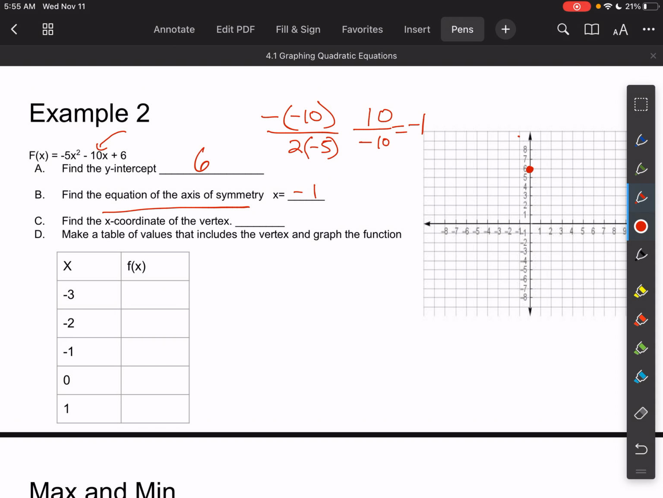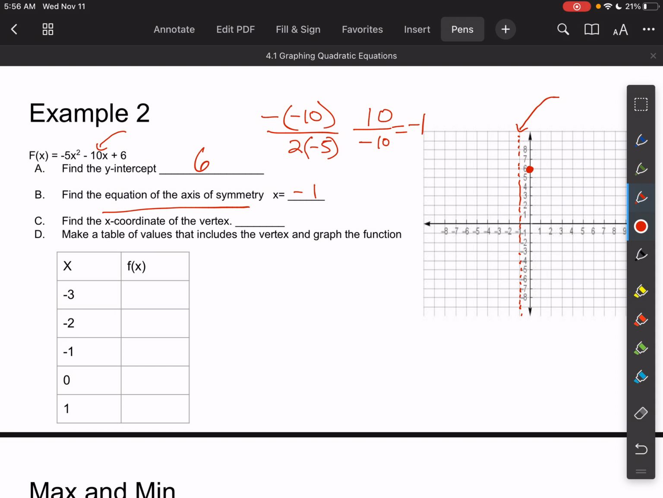So at negative 1, there's a symmetry line. I know this thing is opening down. It says find the x-coordinate of the vertex. Alright, so if this is where the vertex happens on the axis of symmetry, I'm just going to plug in the negative 1 to see where we're at there.